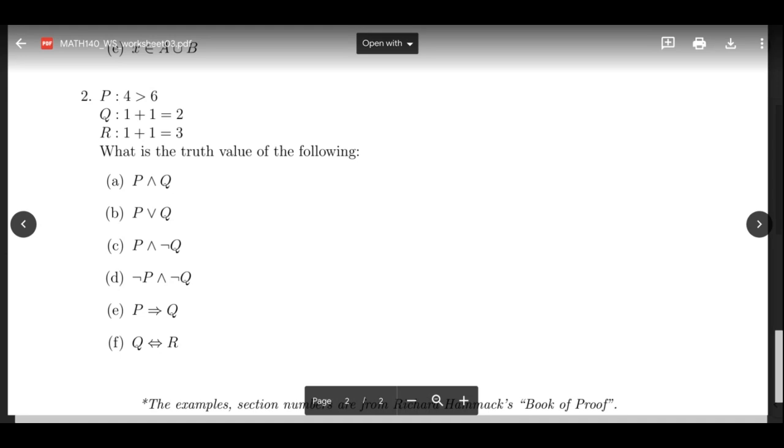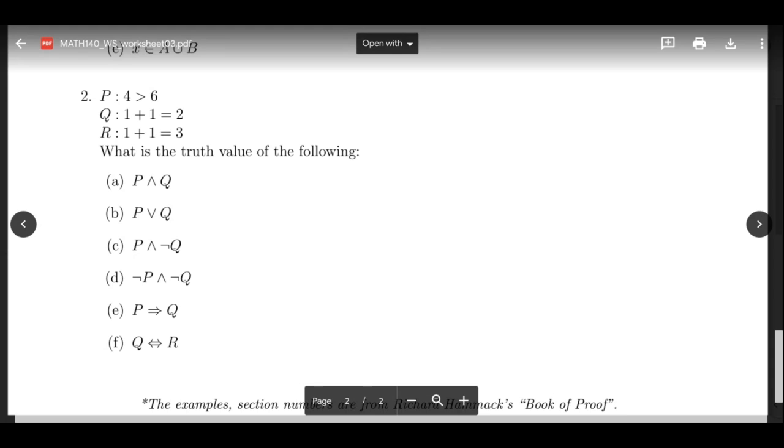All right, let's see. F, if and only if. Moises. False, right, because Q if and only if R means 1 plus 1 equals 2 if and only if 1 plus 1 equals 3. Obviously it's false. Okay, good job, guys.